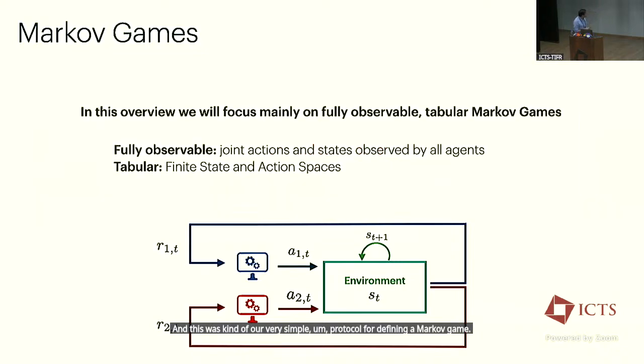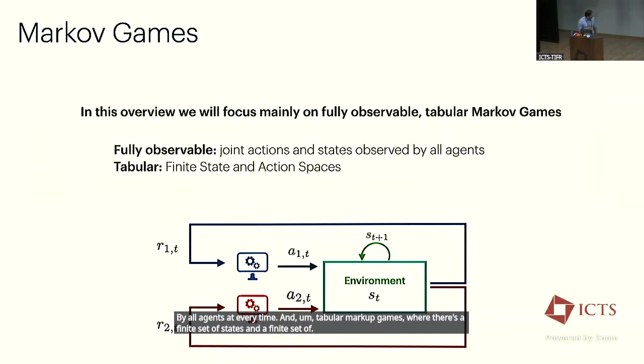And as we said yesterday, we're focusing mainly on the full information case, fully observable and tabular Markov games. So Markov games in which the joint action and states are observed by all agents at every time, and tabular Markov games where there's a finite set of states and a finite set of actions.